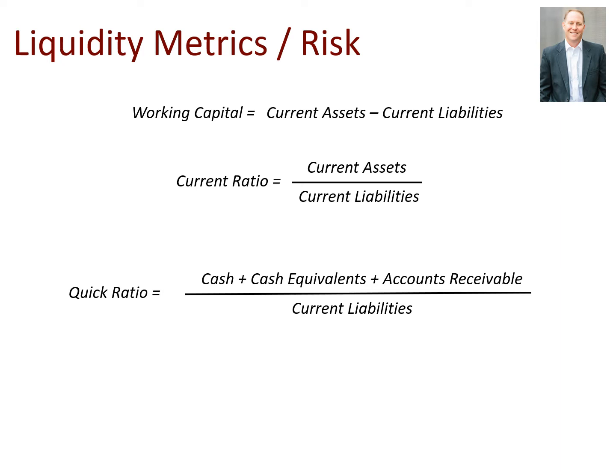Sometimes you'll see the quick ratio presented as current assets minus inventory, and then sometimes current assets minus inventory and minus prepaid expenses. All of this, the denominator continues to be current liabilities.